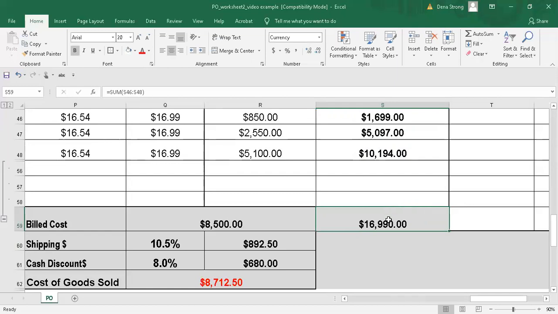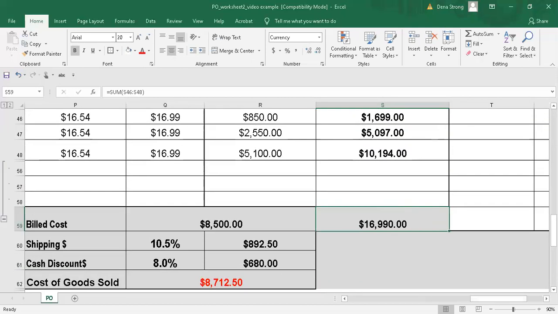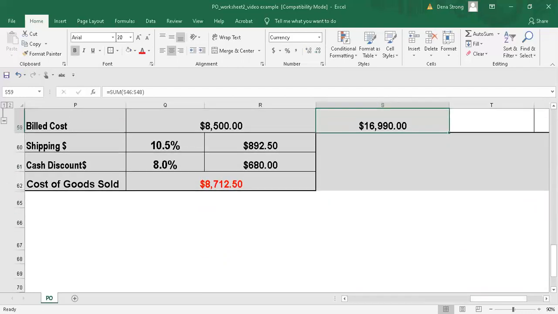So when it's time to pay the vendor, this money is going to come out of the open to buy. So you're going to go to your open to buy for the month of October, sorry, and you're going to subtract $16,990 from your open to buy money because that is the money that's going to be used to purchase the item. Okay, and that will let us know how much more money we have left after we subtract the open to buy money.